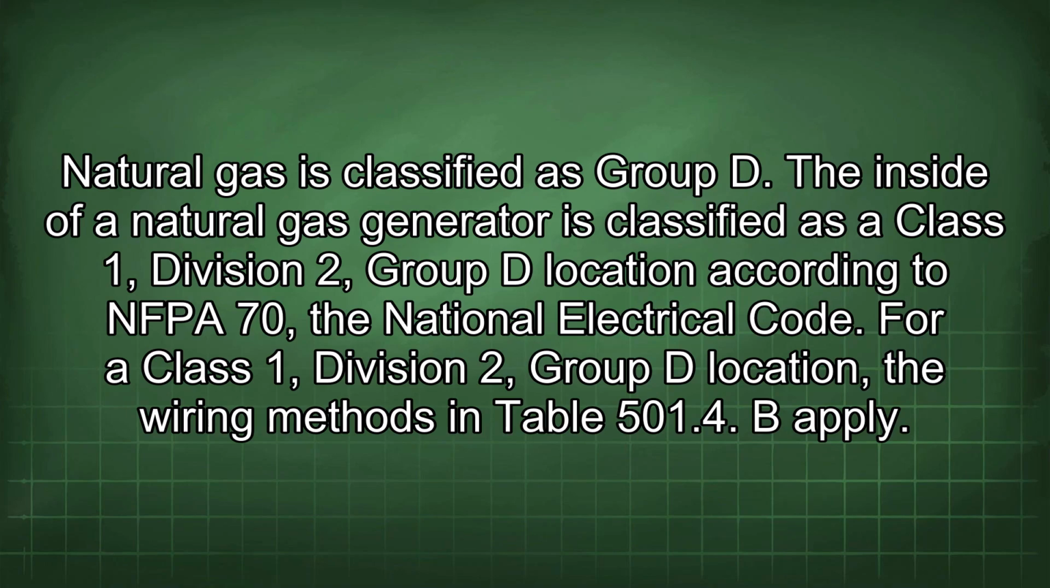Natural gas is classified as Group D. The inside of a natural gas generator is classified as a Class 1, Division 2, Group D location according to NFPA 70, the National Electrical Code. For a Class 1, Division 2 Group D location, the wiring methods in Table 501.4 B apply.